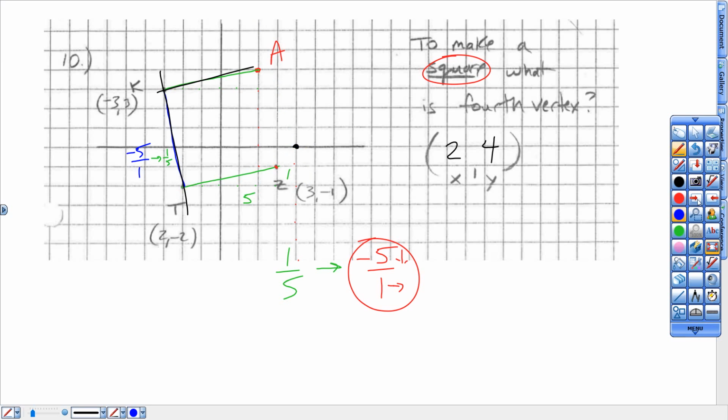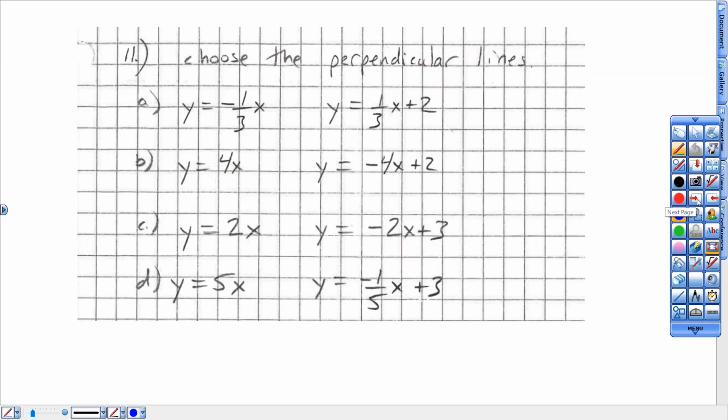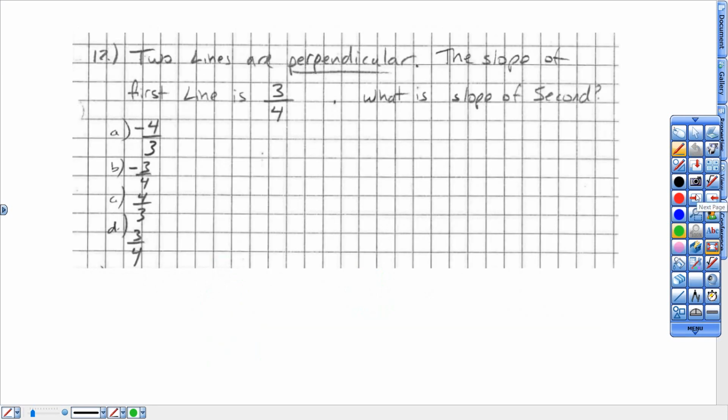All right, moving on. Number 11, which one is perpendicular? Which has an opposite reciprocal? And you can see the only one that has an opposite reciprocal is this guy right here. Opposite reciprocals: if I take 5 and flip it over and negate it, -1/5. All right, moving on. Which is perpendicular? I got 3/4.